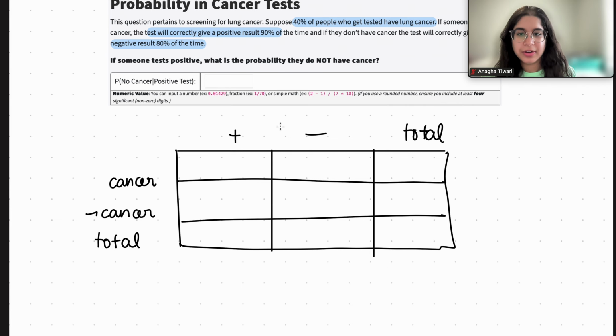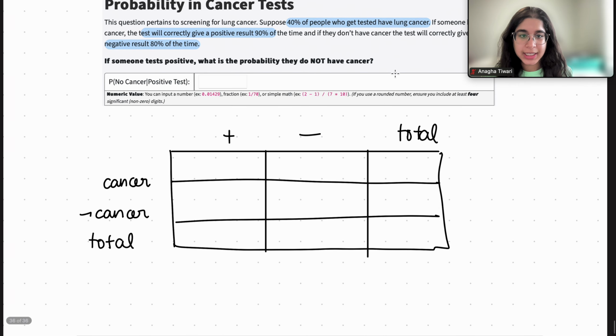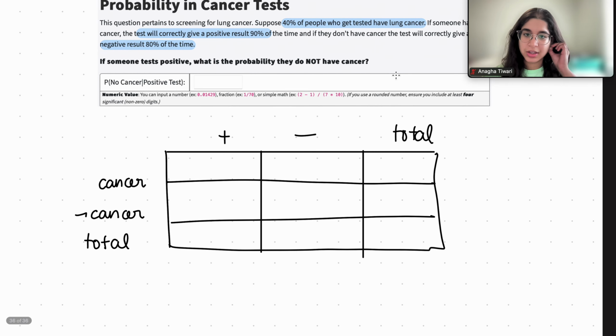All right, so here it says 40% of people who get tested have this lung cancer, right? I think what you first want to do is go ahead and choose a total. I'll just choose 100 people. Suppose we're looking at 100 people. You can choose 1,000. I wouldn't go lower than 100 because then you're going to be dealing with smaller values, and maybe you don't want those decimals, right?